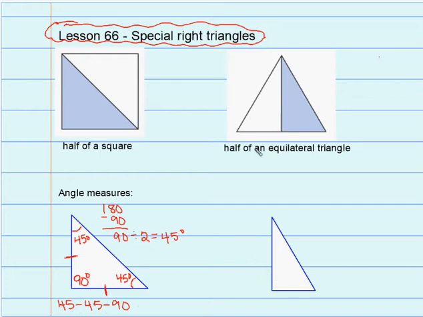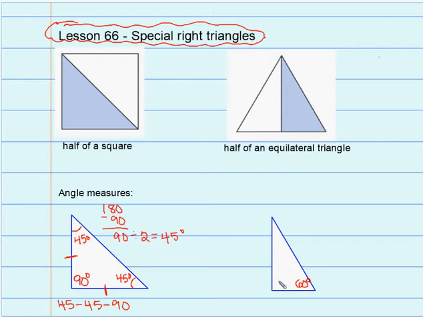Okay? In the half of an equilateral triangle, we know that this angle here is 60 degrees because in the equilateral triangle, all three angles measure the same amount. So it's 60, 60, 60. So we know that that's 60 degrees.